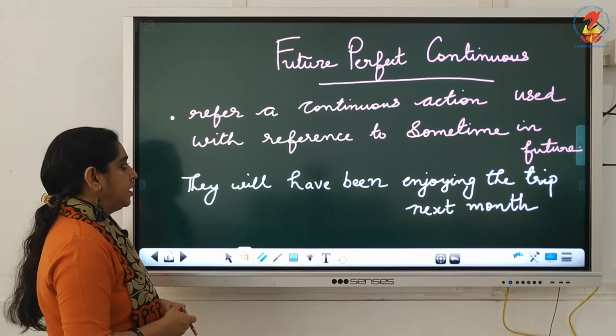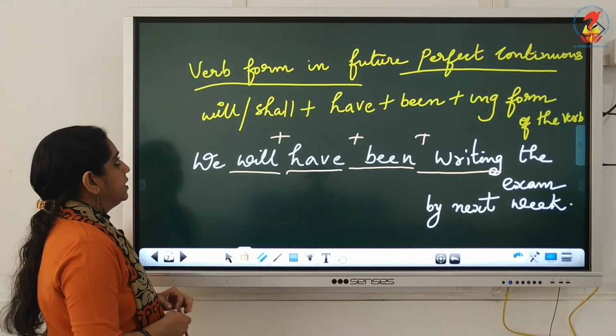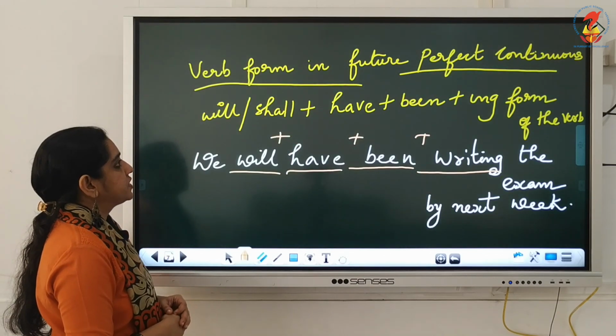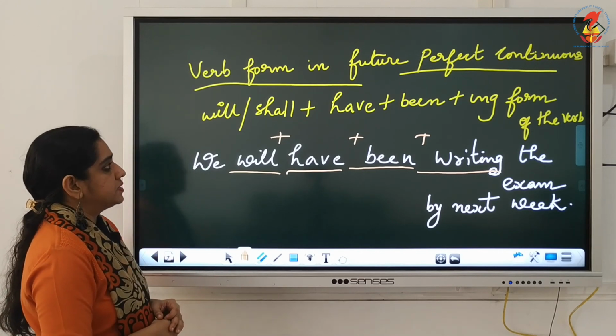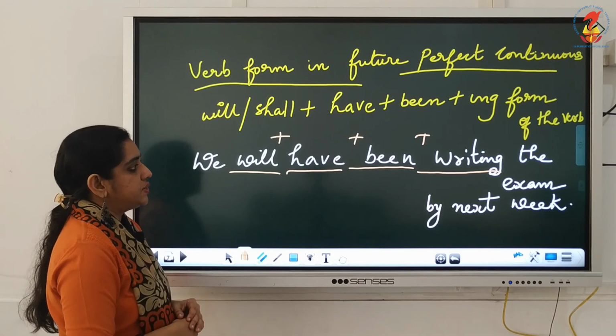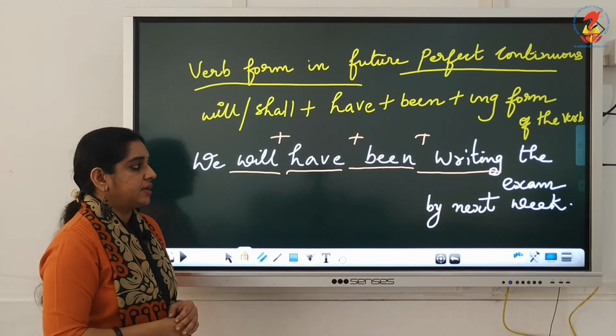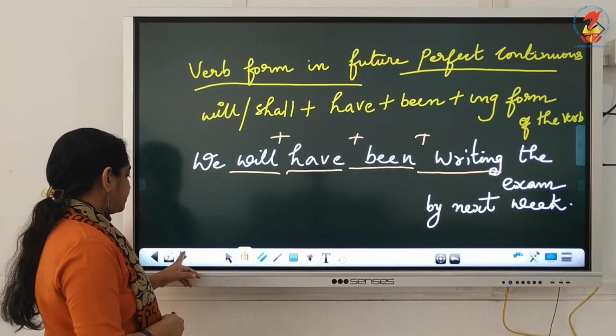Then future perfect continuous is used with reference to something that is going to happen in the future. Example, they will have been enjoying the trip next month. Then verb form in future perfect continuous: will or shall plus have plus been plus the ing form of the verb. We will have been writing the exam by next week. This is future perfect continuous tense.